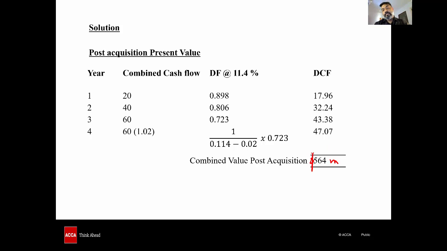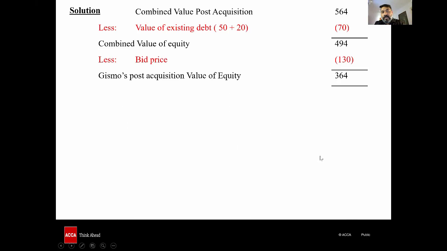Combined post-acquisition value is 564 million. From this, what are we supposed to do? Reduce the value of existing debt, 70. We get the combined value of the equity. From this, we have paid some money to buy Danny. How much have we paid? We have paid 130. Reduce that 130. It gives me Gizmo's post-acquisition value of equity. This is now how much Gizmo is worth.